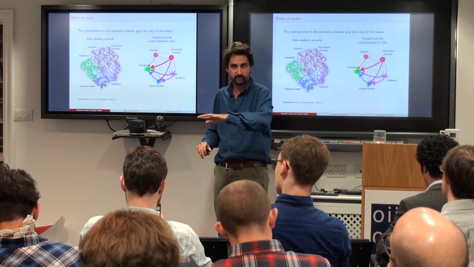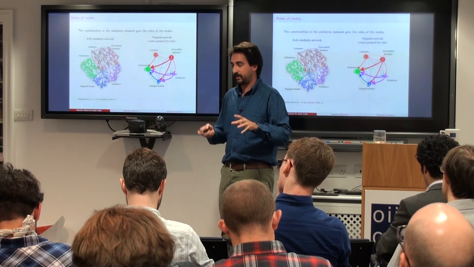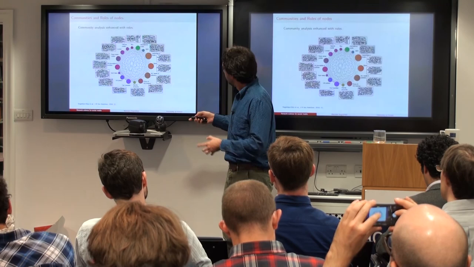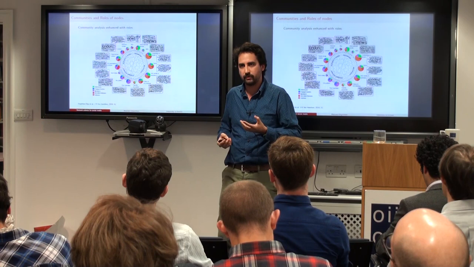So now we've classified our nodes in two ways. We classify them into communities, so we know what they're interested in, and we classify them into node types, so we know how they're connected to the network and what their role in the network is. We can put these two things together and get an even more detailed picture of the network, because not only do we have the interests, but we have the roles.